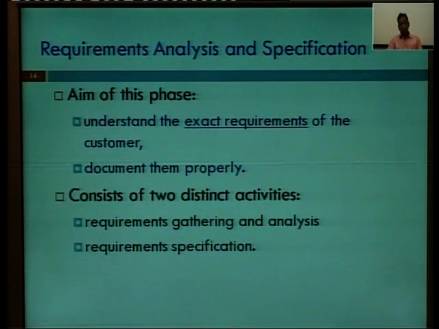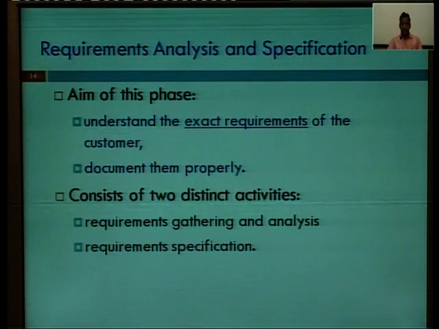The second phase of the software development life cycle is requirement analysis and specification. The main aim of this phase is to understand the exact requirements of the customer, and after the exact requirements of the customer are understood, they are also required to be documented. That document is known as the SRS, the software requirement specification, and this document serves as the contract between the customer and the organization in case of any contradiction after the development of the project.